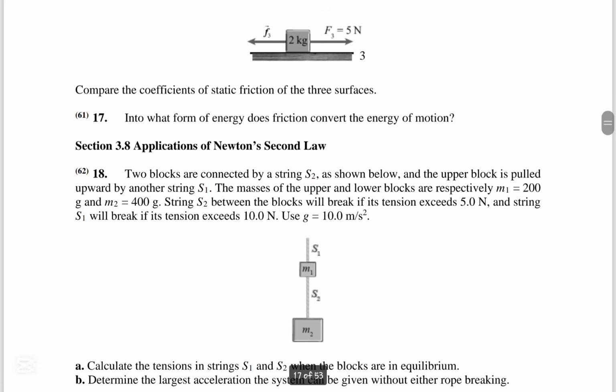What does it say? Into what form of energy does friction convert the energy of motion? So basically they're saying, when you have friction, right, what does it do with the energy of motion?